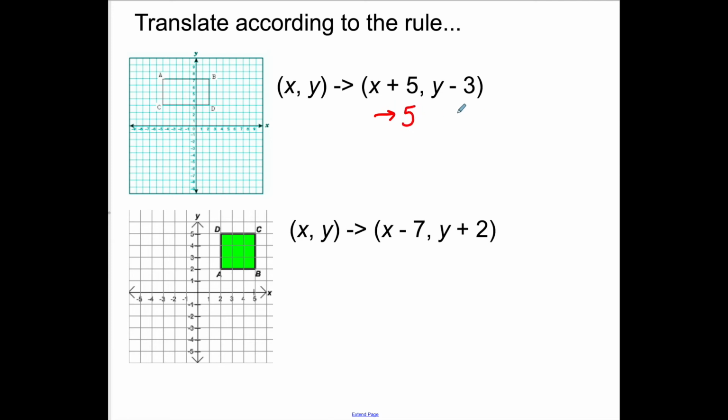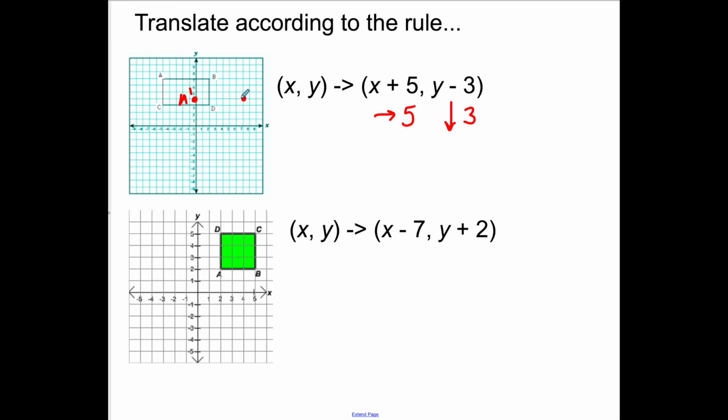And subtracting 3 from y is going to generally result in going down. It's going to be more negative. Negative is down, positive is up. So 1, 2, 3, 4, 5, then 1, 2, 3. That's going to be A prime. Now B is at (2, 7). So we add 5 to 2 and we get 7. We subtract 3 and we get 4.